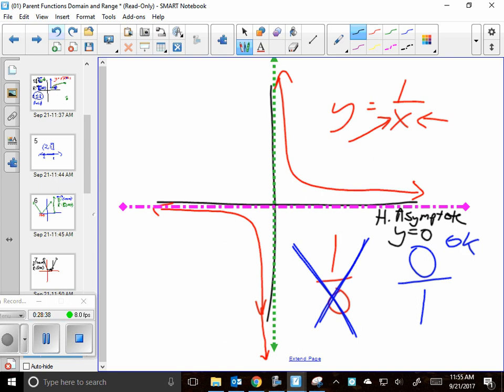The x-axis is y equals 0. Think about it. It can't be x equals 0, because look, right here, that's where x equals 1. That's where x equals 2. That's where x equals 3. On the x-axis, x is a whole bunch of things. So what's y always, though? 0. So that line is y equals 0.